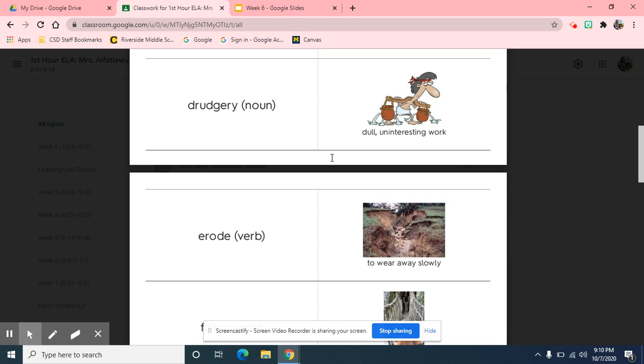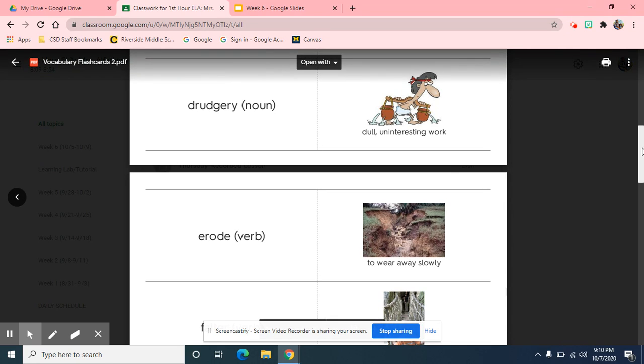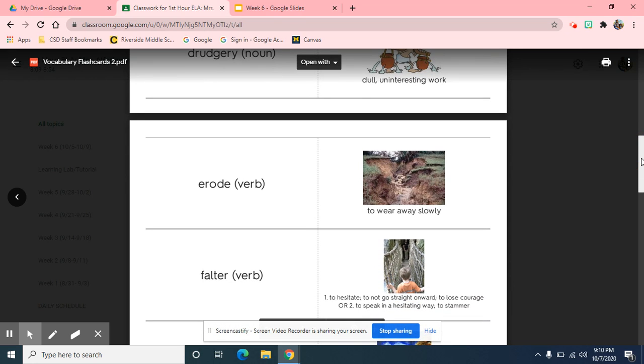The next word is erode. Erode is a verb: to wear away slowly. So for example, rain began to erode the river bank. It means it kind of destroys it. It kind of ruins it. So that's erode.